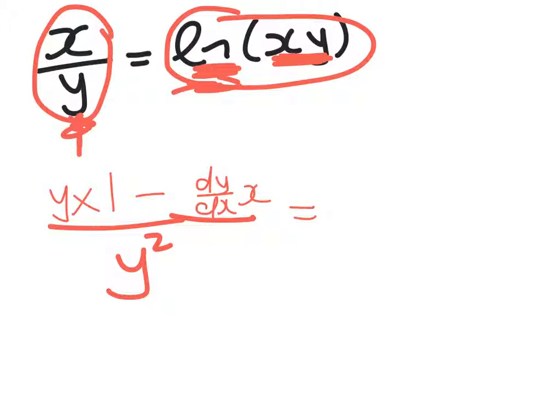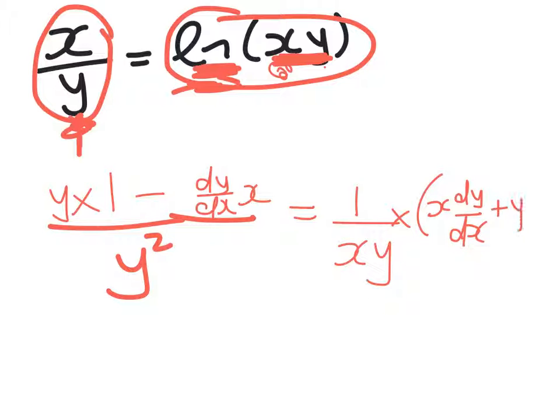So that equals the derivative on this side, so 1 over xy, because it's a log, times, well, product rule, x times dy by dx plus y times 1. Right, just let me have a look at that and check we haven't missed something. Right, so it's 1 over xy, and then the first times the derivative of the second, so that's x dy by dx, and the second times the derivative of the first.